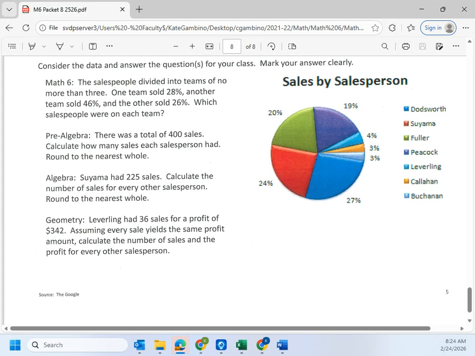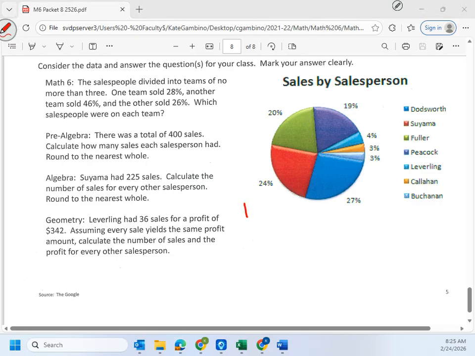On our last page, we have our data. The salespeople are divided into teams of no more than 3. One team sold 28%, another team sold 46%, and the other sold 26%. Which salespeople were on each team? They can only be on one team.